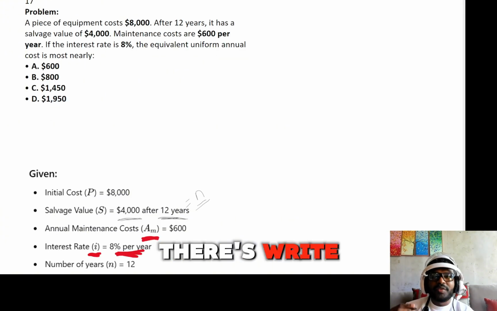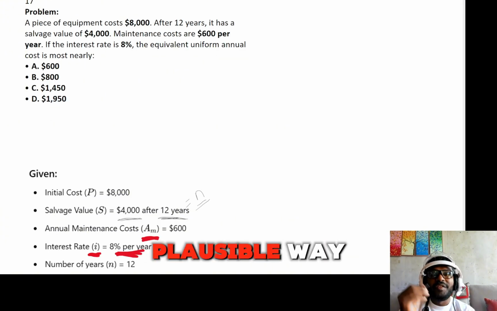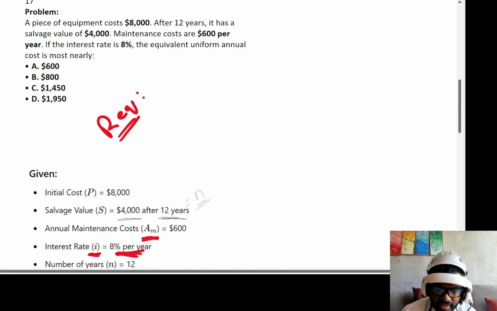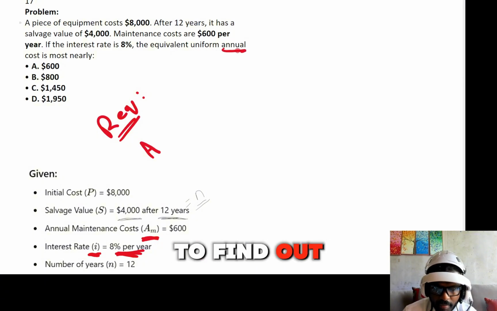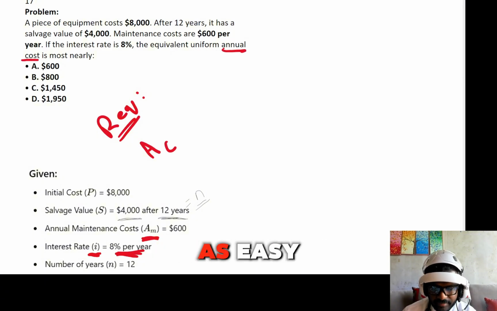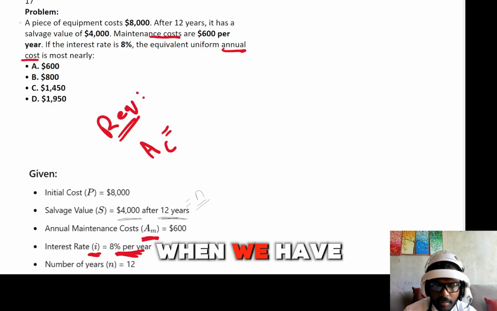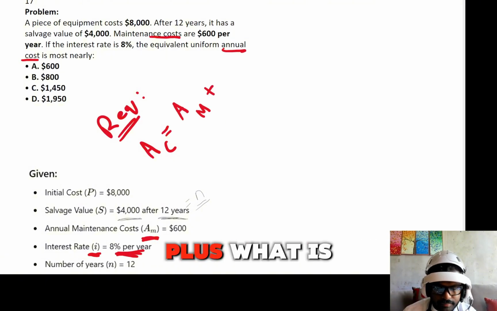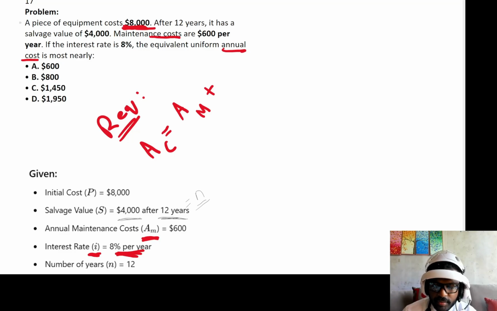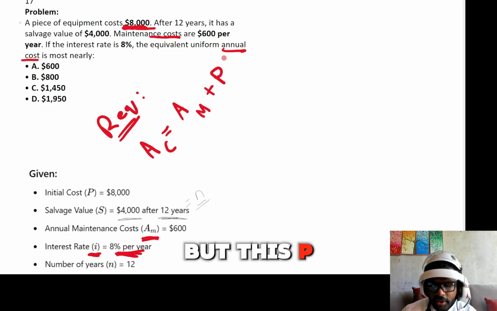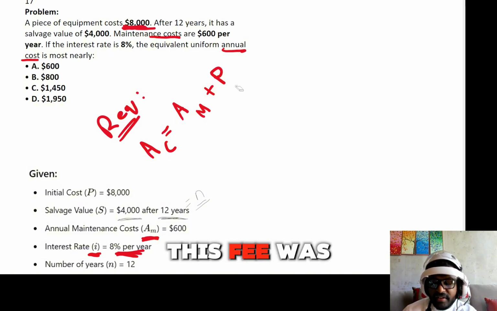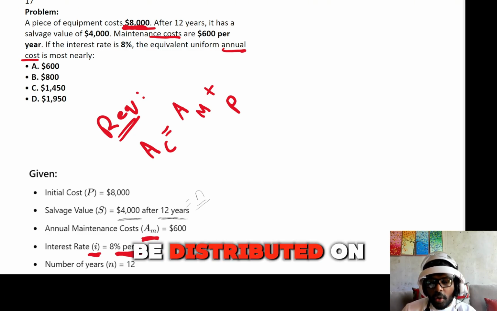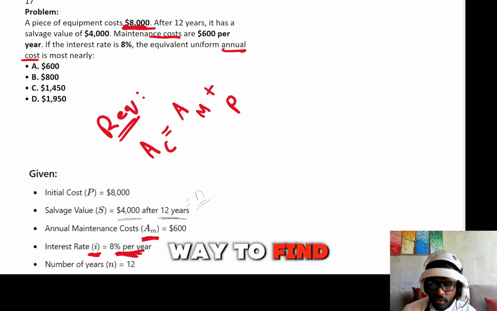Guys, let's write the required for this problem in the simplest possible way, which will actually help us crack this problem very, very fast. So, required. On one side, we need to find the uniform annual cost. I am writing it as AC. And what are the kinds of cost involved? One, we have the maintenance cost, which is on an annual basis, so annual maintenance, plus what is the other kind of cost involved? The investment, that is P. But this P is going to change. This P was a fixed investment that was made long ago. So we need this P to be distributed on an annual basis. That's the only way to find the annual cost.